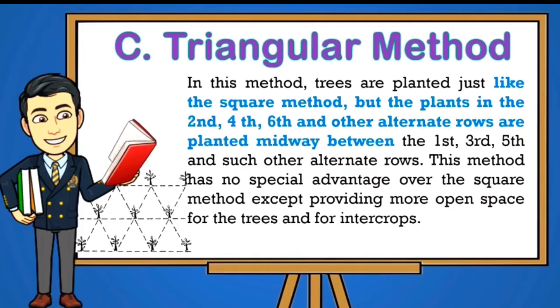C. Triangular method. In this method, trees are planted just like the square method, but the plants in the second, fourth, sixth, and other alternate rows are planted midway between the first, third, fifth, and such other alternate rows. This method has no special advantage over the square method except providing more open space for the trees and for intercrops.